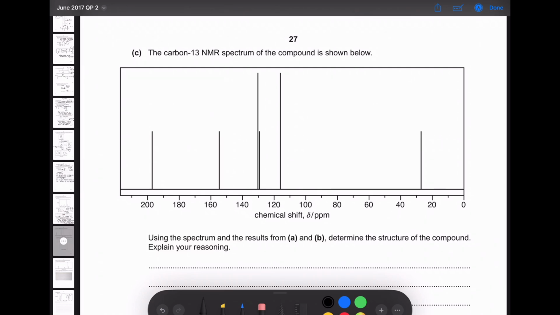The carbon-13 NMR spectrum of the compound is shown below. Using the spectrum and the results from A and B, determine the structure of the compound. So it says use the answers for A and B, so we know that the answer for A was C8H8O2, and we know that the answer for B was it contains a ketone and a phenol.